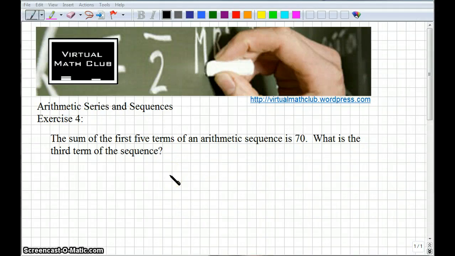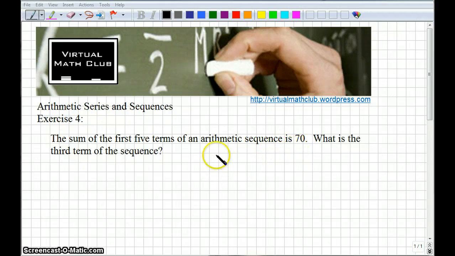All right, in exercise number 4, I've told you that the sum of the first 5 terms of an arithmetic sequence is 70. And the question asks, what's the third term of the sequence? I didn't give you a whole lot of information there, did I? I just told you that there are the first 5 terms, it's arithmetic, and that the sum of the first 5 is 70.